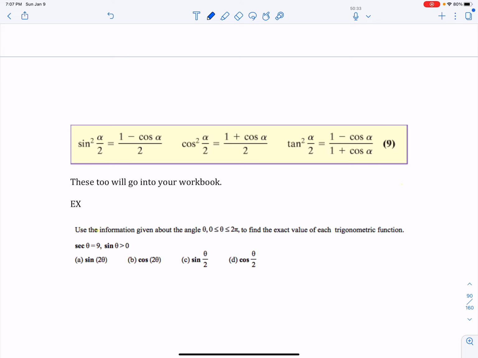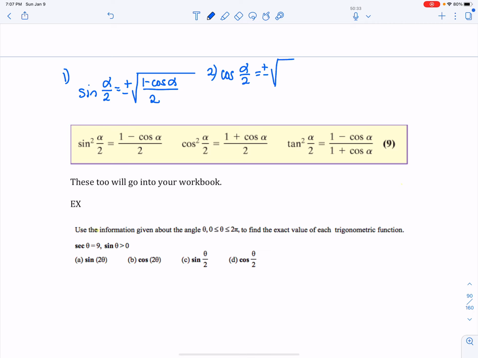So if I take the square root of sine squared of the half-angle, I get sine of the half-angle equals plus or minus the square root of (1 minus cosine theta) over 2. So there's your first one. If I take and square root both sides of cosine squared of the half angle equals (1 plus cosine of that angle) over 2, I get cosine of the half angle equals plus or minus the square root of (1 plus cosine theta) all over 2.